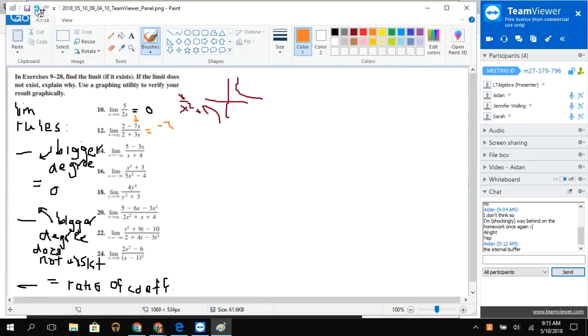Trying to write nicely, I promise. -7. And the coefficient in front of our variable in the denominator is 3. So the limit of 2 minus 7x over 2 plus 3x is actually -7/3. And that's because the degree of my numerator is the same as the degree of the denominator.